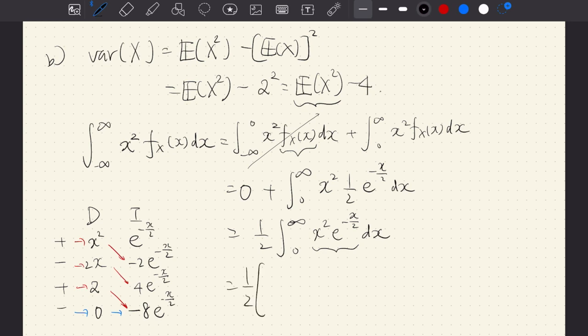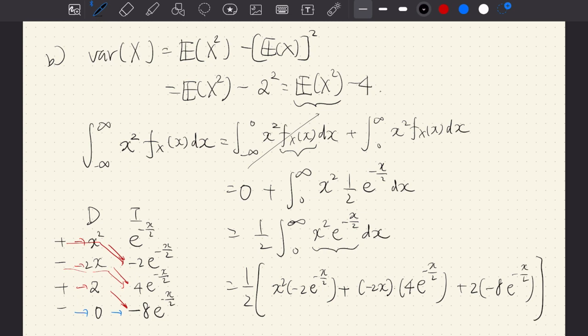So this means that this is x squared times negative 2e to the negative x over 2. Okay, so this one is this. And then we add negative 2x times 4e to the negative x over 2. This is the second descending diagonal. For the third term, you have plus 2 times negative 8e to the negative x over 2. And the whole thing should be evaluated from infinity to 0, okay?